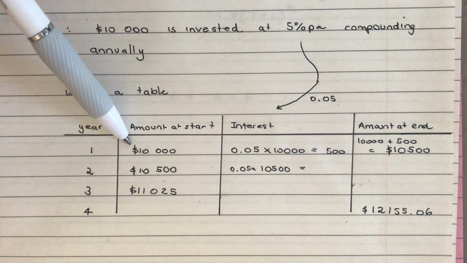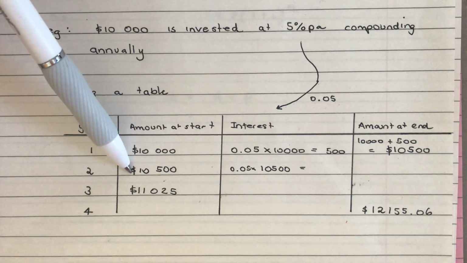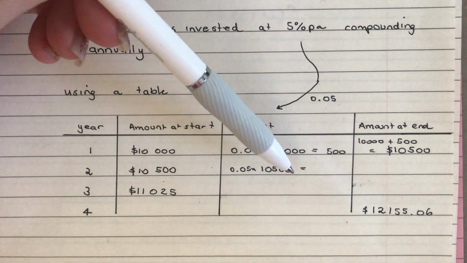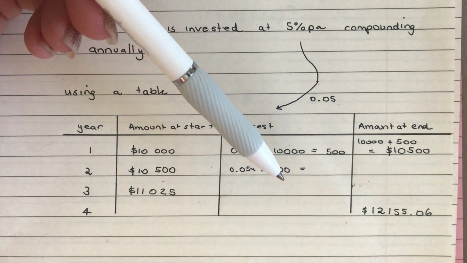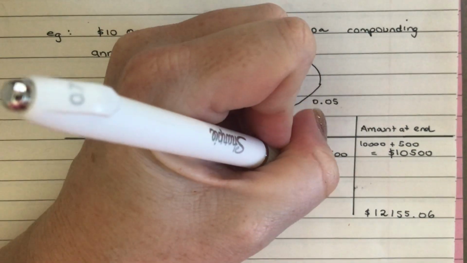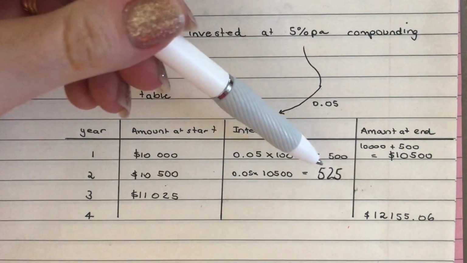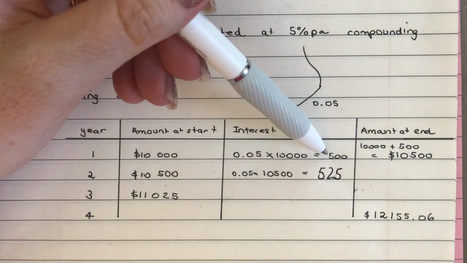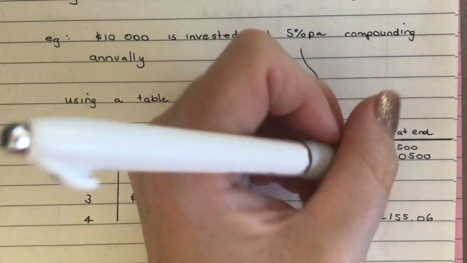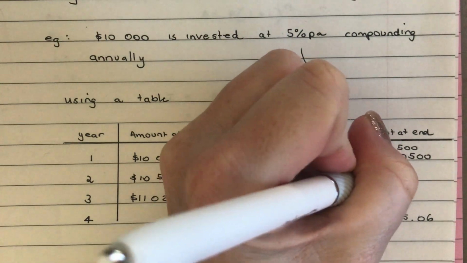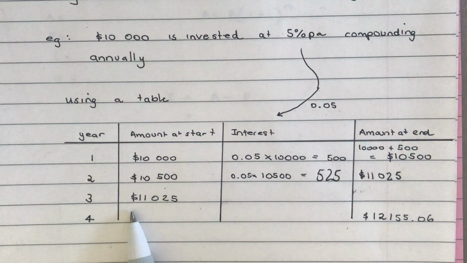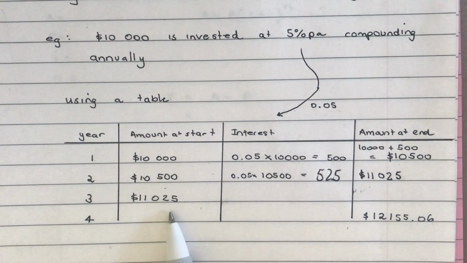So instead of starting with 10,000 like we did at the start of the first year, in the second year we're starting with 10,500. So when we do 0.05 times 10,500, we can get our calculator and we get 525. So we've gotten more interest in that second year than we did in the first year. Then we're going to add that on to our 10,500 that we started that year with and get $11,025. That then comes down to our number that we're starting the third year with.